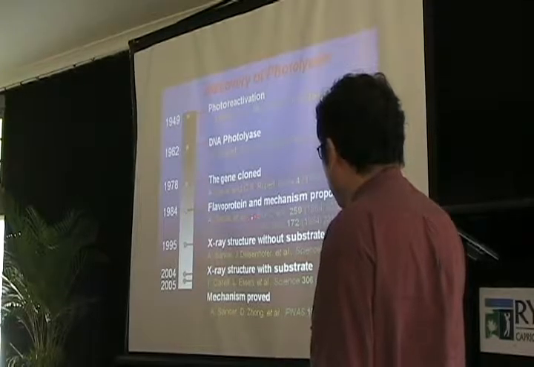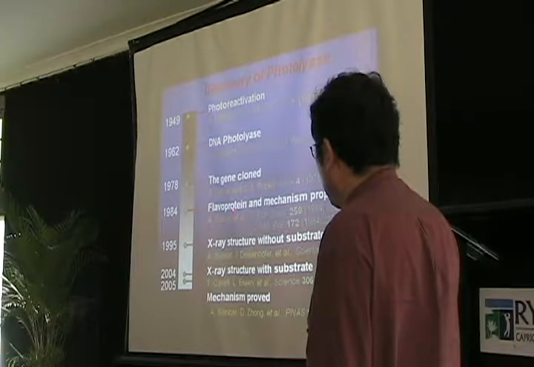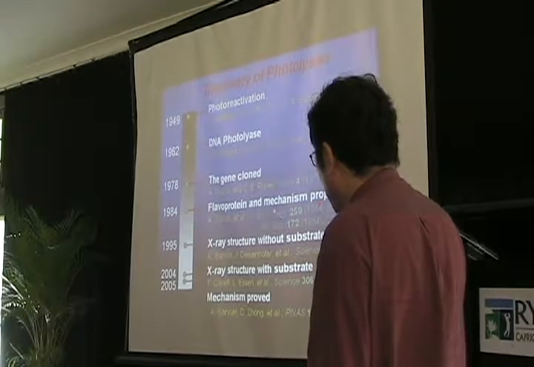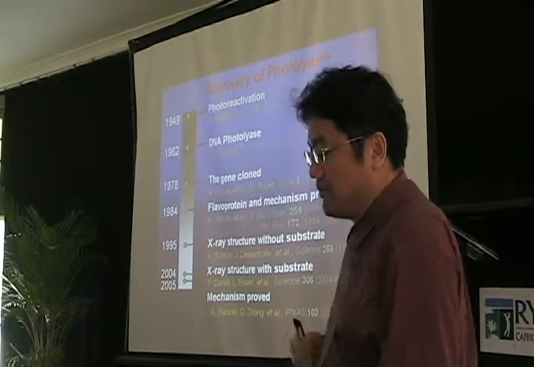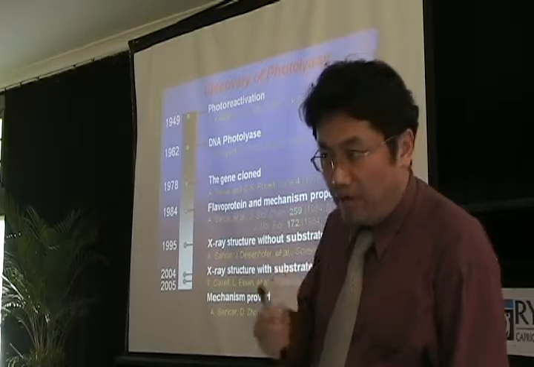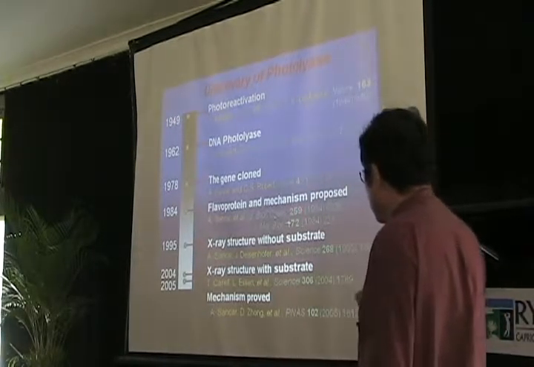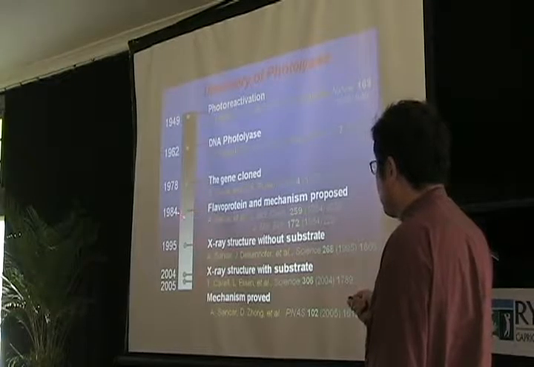In 1984, people finally recognized that the chromophore is flavin. So it's a flavoprotein. And of course, flavin is good for electron transfer. It's a well-known electron transfer molecule, a redox molecule. So an electron transfer mechanism was proposed for this.